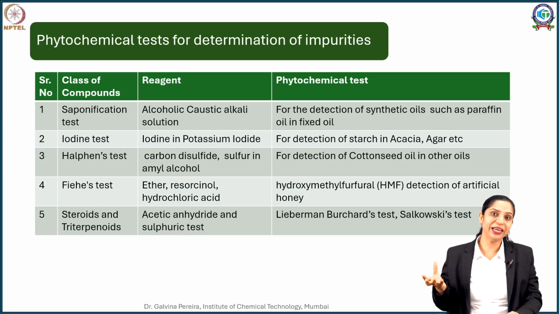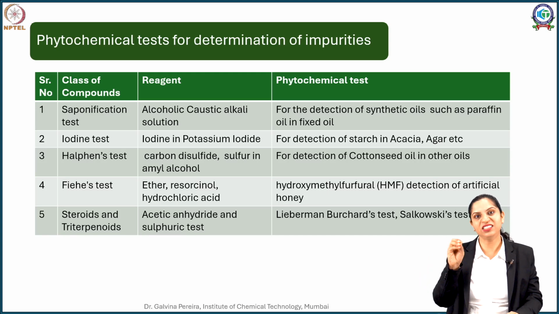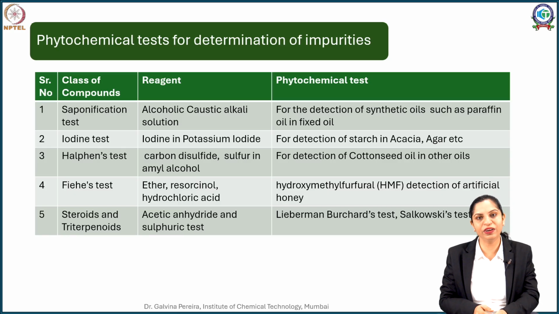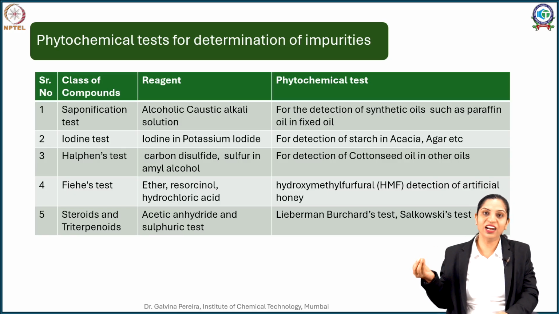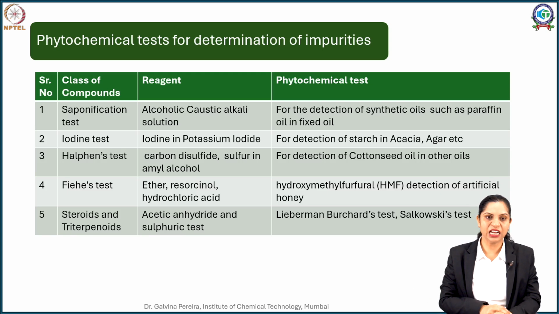Similarly, in some cases acacia and agar are a little expensive. So, people often tend to dilute them with starch because starch is very cheap and easily available. You know that acacia and agar do not give you blue coloration with iodine, but starch does. So, when you take your acacia or agar sample and treat it with iodine solution, that is iodine and potassium iodide, if it shows blue coloration, that means there is a good chance that your acacia or agar has been adulterated with starch.